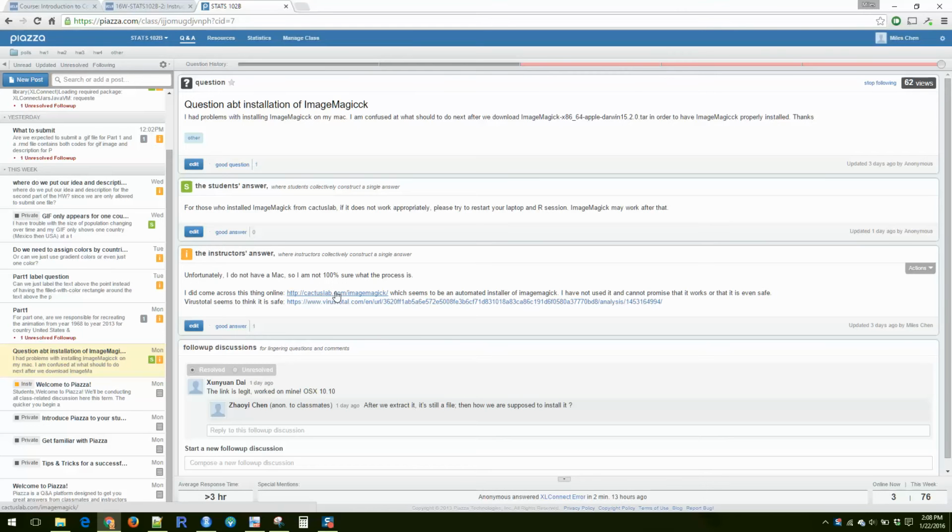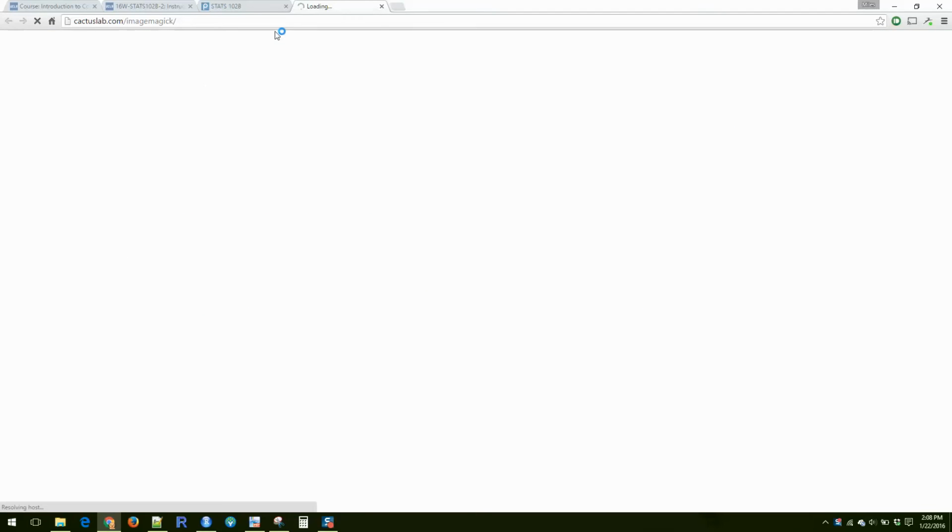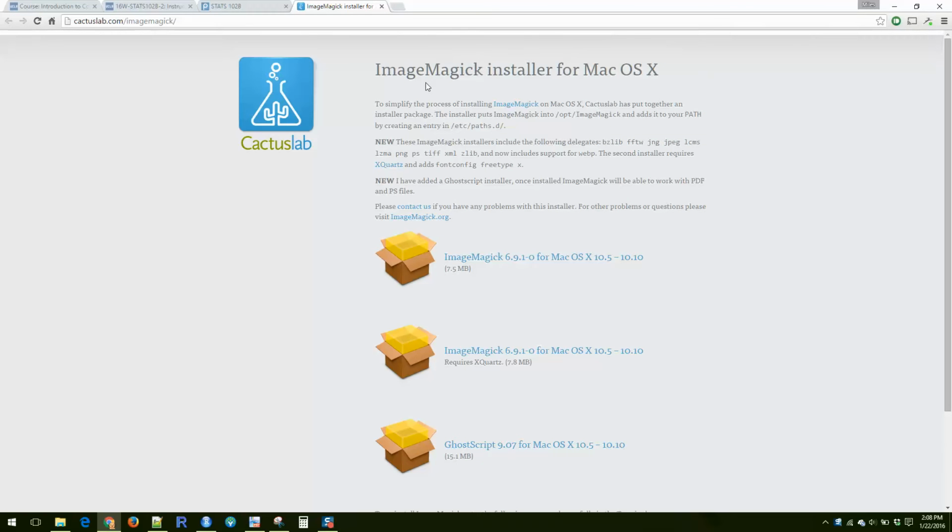I did come across this installer from Cactus Lab, and apparently this does work, okay, but might require, I don't know, just changing a few of the settings in the way we're exporting. But I don't have a Mac, so I haven't been able to figure out exactly how this needs to be done. And I was going to get one of the students to share how he got it to work, but we couldn't figure out how to hook up the screen to his laptop. So maybe we can figure that out.